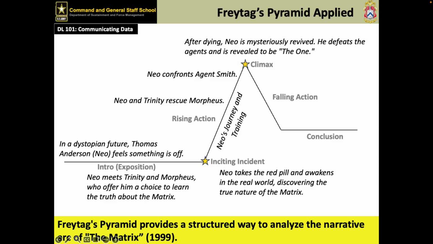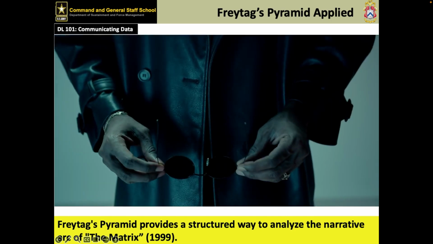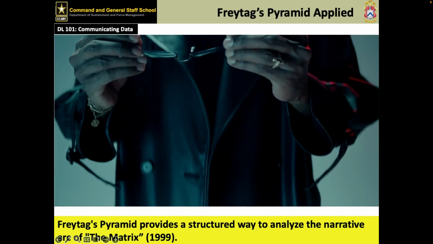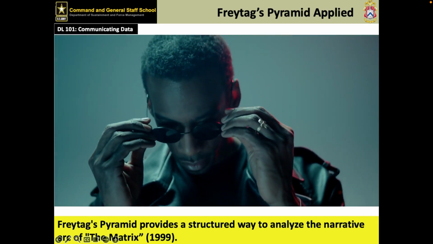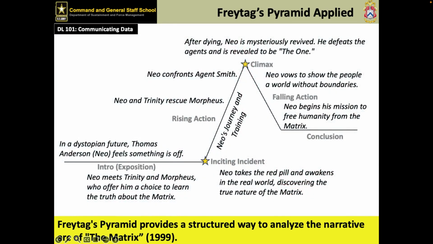Neo's apparent death and the revival mark a turning point, demonstrating his power over the Matrix. At the end of the movie, Neo sends a message to the machines declaring that he will show the people a world without boundaries. Whatever your viewpoint, the falling action includes the final battles, and the denouement offers a glimpse of hope and resolution as Neo embraces his role in the fight against the machines.